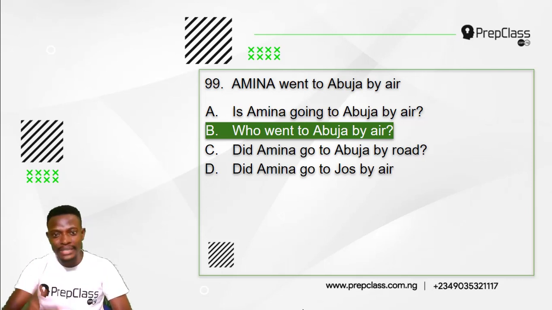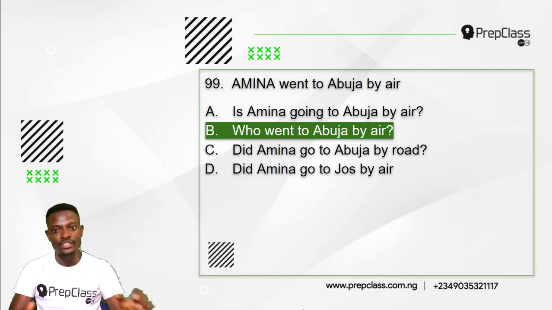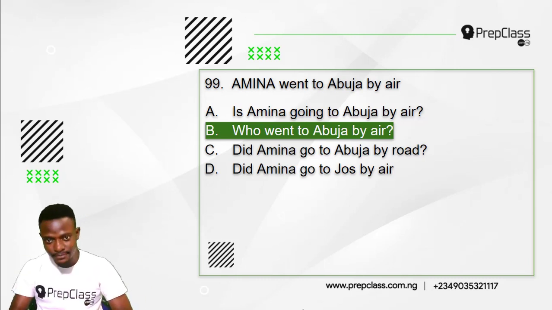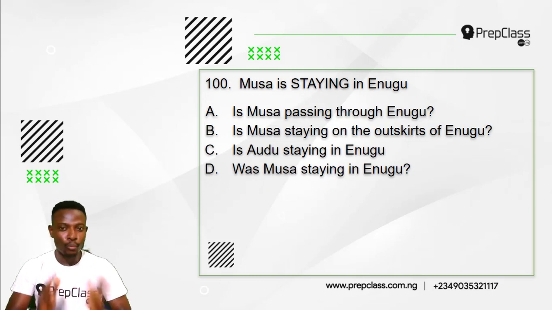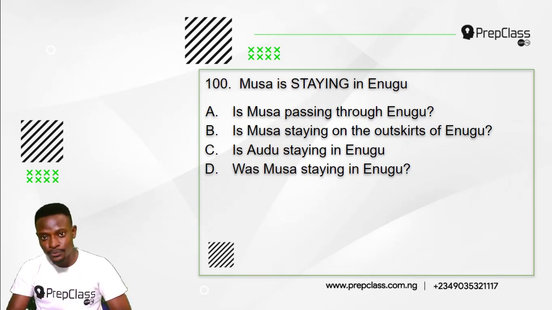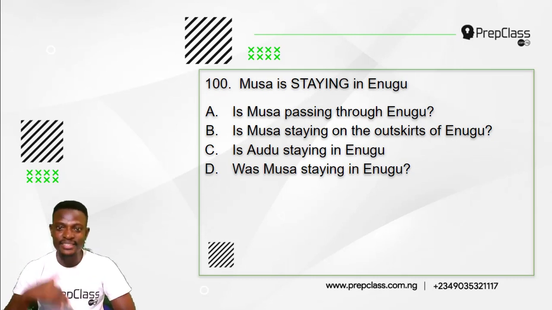Who went to Abuja by air? Amina went to Abuja by air. Right. Moving on, question 100. Musa is staying in Enugu. The emphasized word here is staying.